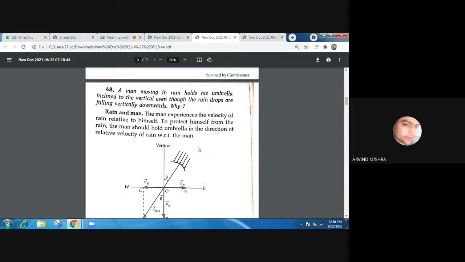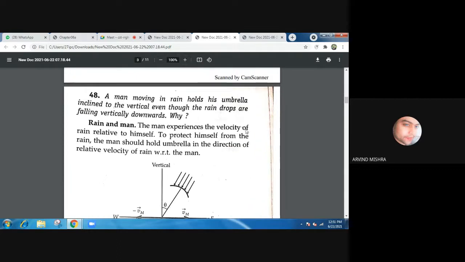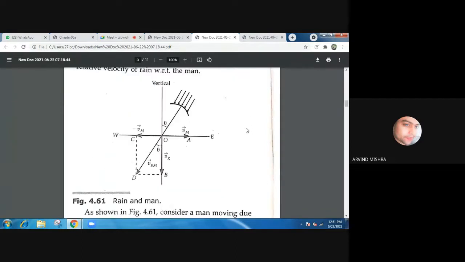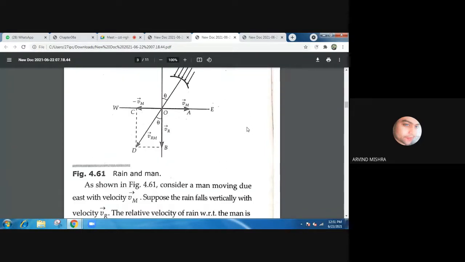If this question comes, they might not ask for the reasoning, but you have to be very clear because you might have experienced it as well. Once it rains, you hold your umbrella a bit inclined with the vertical, isn't it? Or do you hold your umbrella vertically? Have you ever experienced this in real time? Once the rain is falling, instead of holding the umbrella vertically, we make a certain angle with the vertical. Why does that happen? We have already made a clear idea of this.